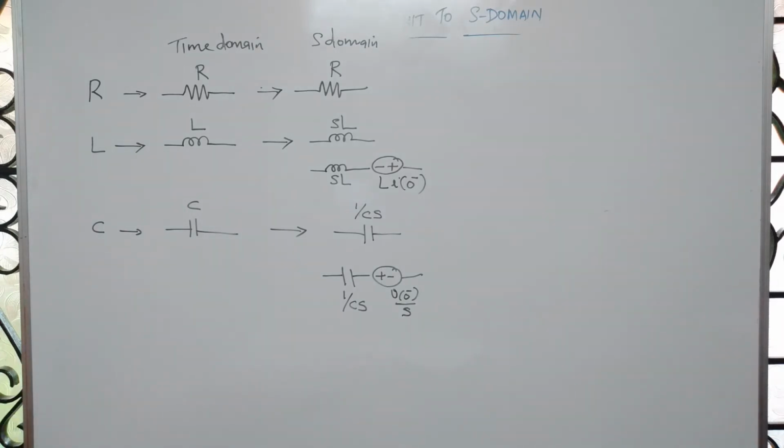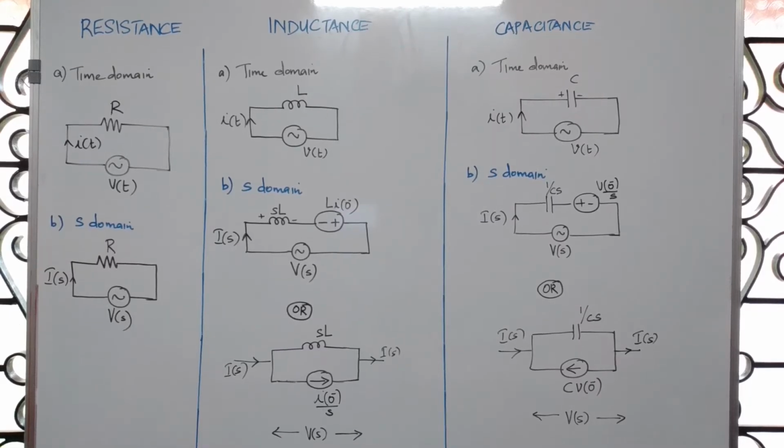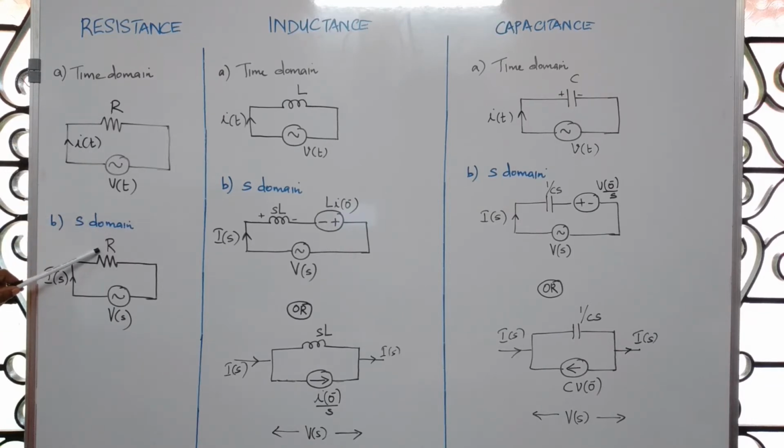So this is the representation of R, L and C in S domain. This is the summary of what we have learned till now. To represent a resistor in time domain, represent it by R, you apply a voltage v(t) across it, resulting in a current i(t). Now in S domain, R is written as R itself, and v(t) as V(s) and i(t) as I(s). So V(s) equals I(s) into R.